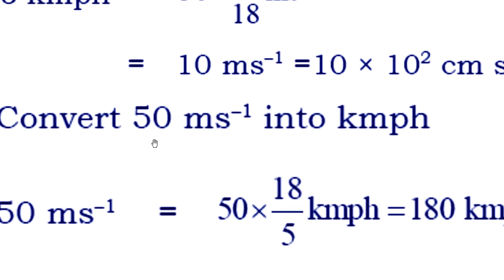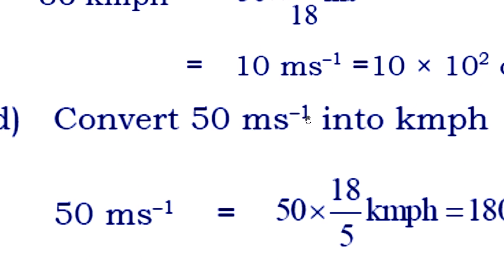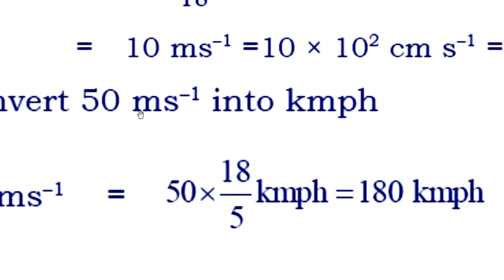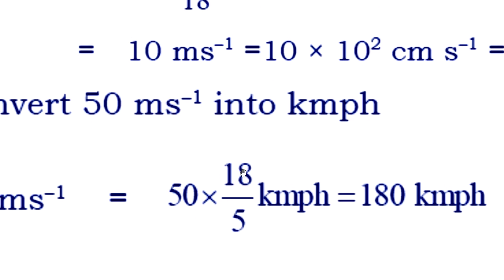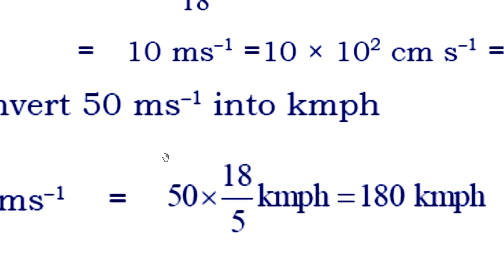Now convert 50 meter per second into kmph. Meter per second to kmph, direct multiplication. 50 into 18 by 5. 5 10 times. 10 into 18, 180 kmph. Directly we can convert.